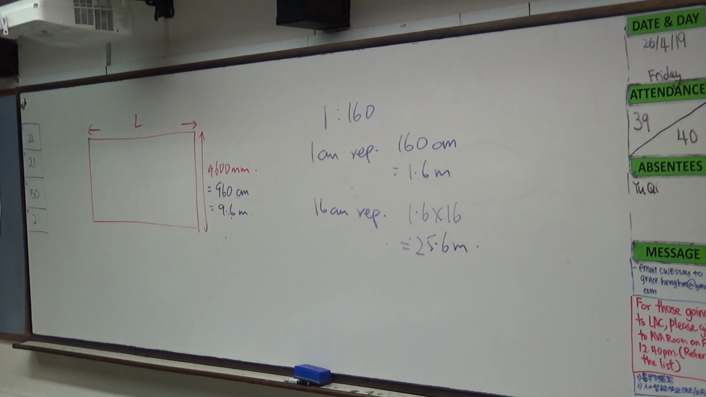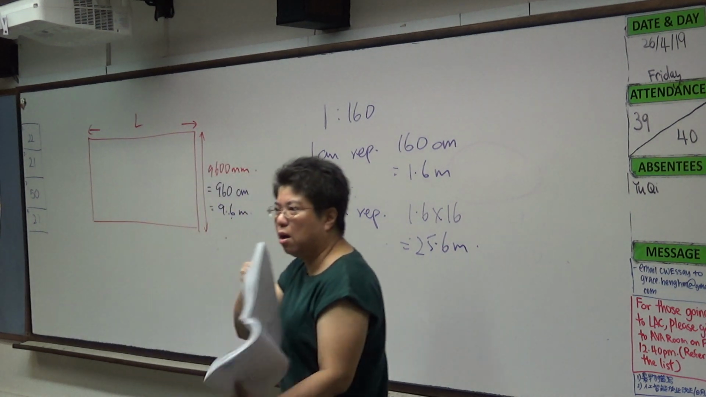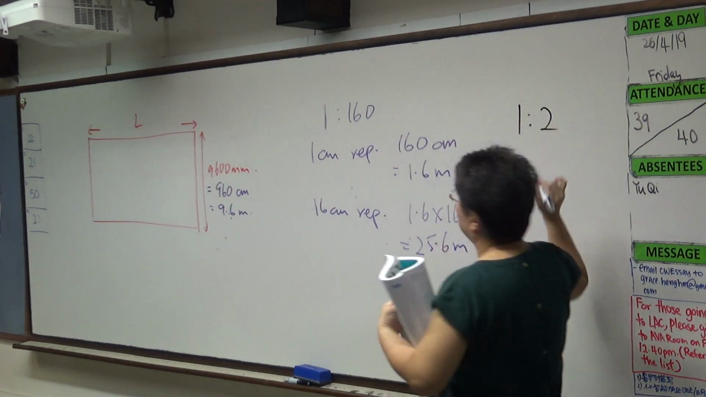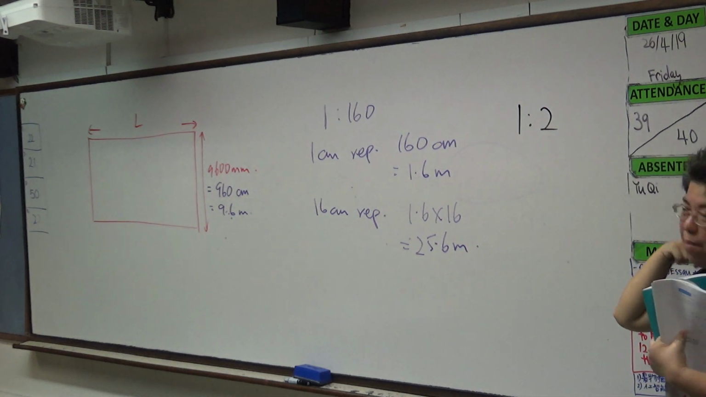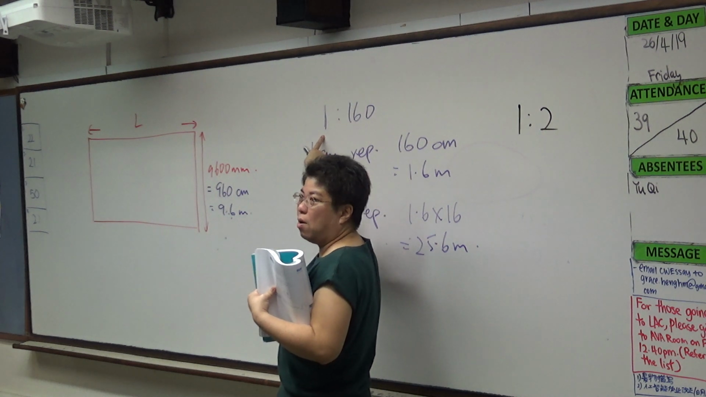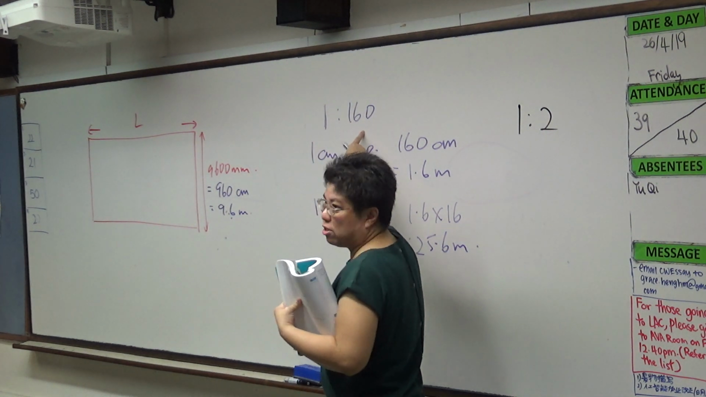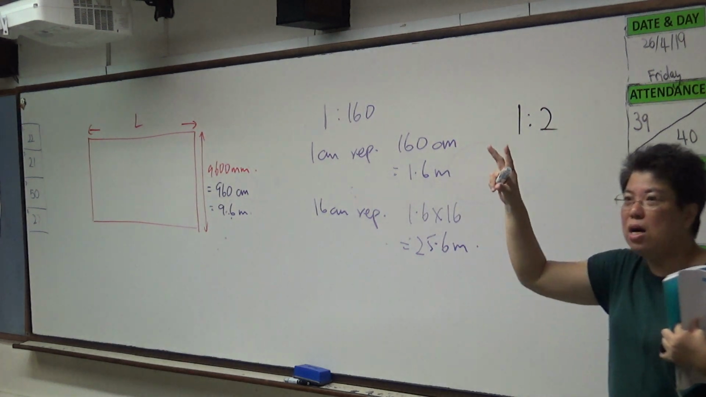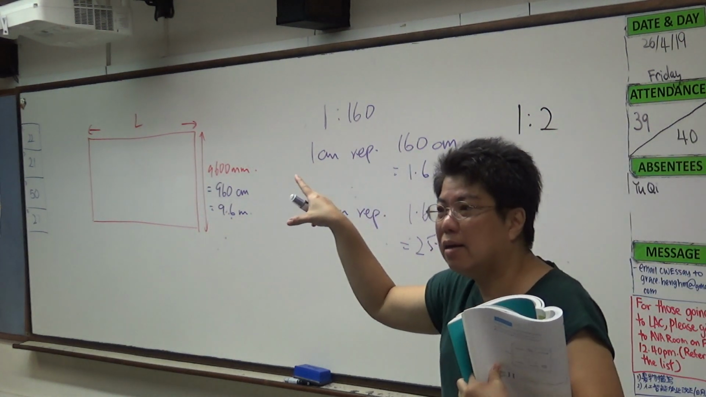Using graph paper, draw a scale diagram of the figure shown with a scale of 1:2. Now, what do you mean by 1:2? That means this is the original. Can you see? This is the one that is on the map. This is the one on the actual ground, right? So 1:2 means the final one must be bigger than the smaller one.